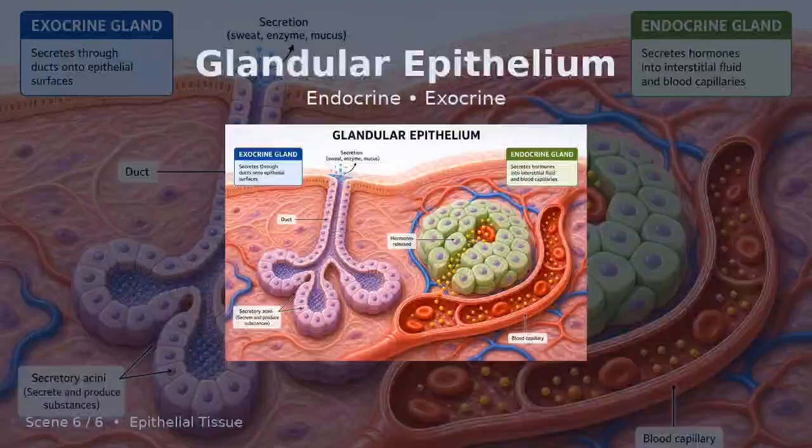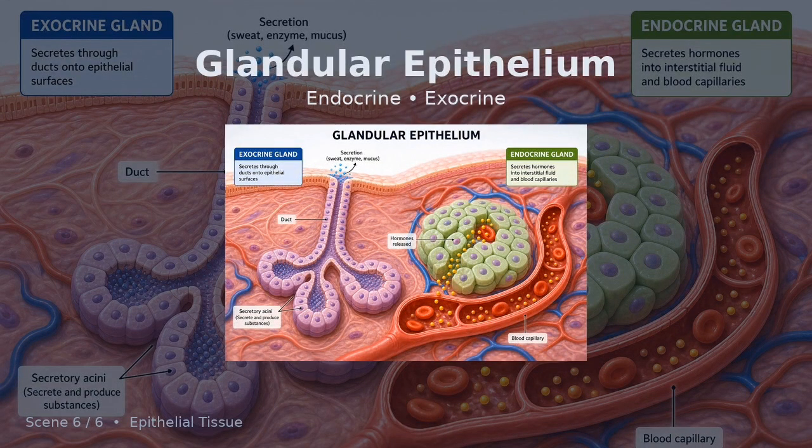Glandular epithelium is concerned with secretion. Glands are divided into two main classes. Endocrine glands, also called ductless glands. Hormones enter the circulation directly by diffusion. Examples: pituitary, adrenal, and thyroid gland.